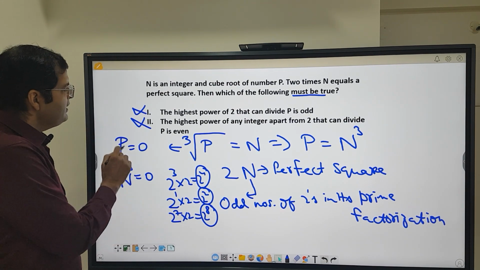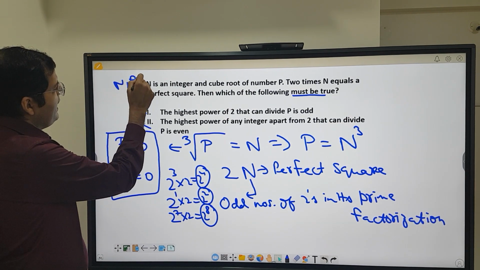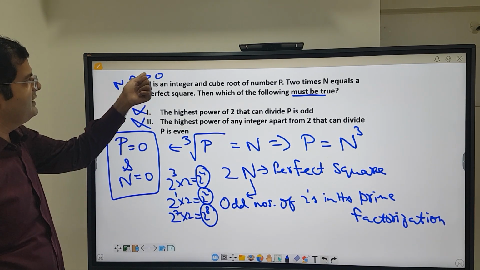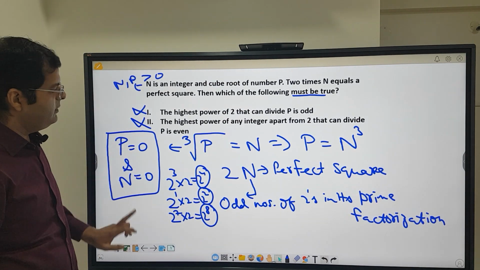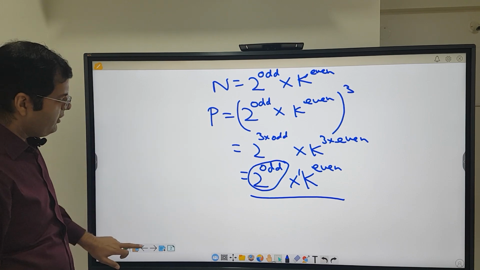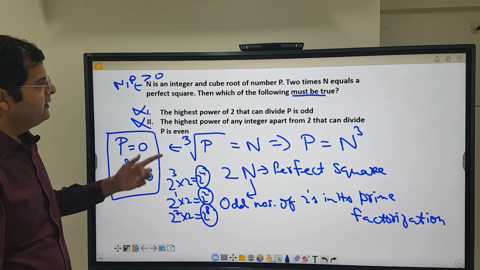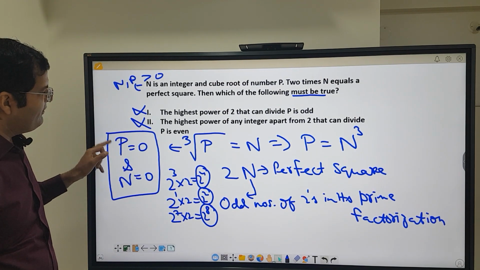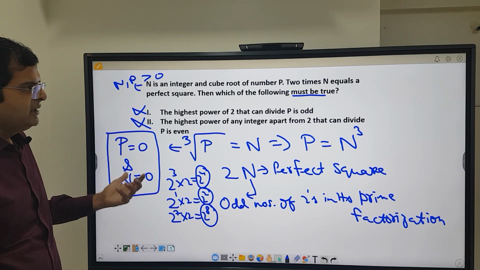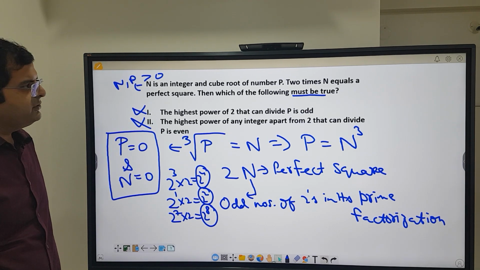Had the question stated that n and p are greater than 0, ruling out the condition where they are equal to 0, then both of them must have been true, because then the highest power of 2 that divides p is odd, and the highest power of any integer apart from 2 which is dividing p has to be even. In that case both of them must be true, but we have this condition where p is 0 and n is 0, so both are not necessarily always true. All right, so neither of them is true here. So that's how we solve this question.